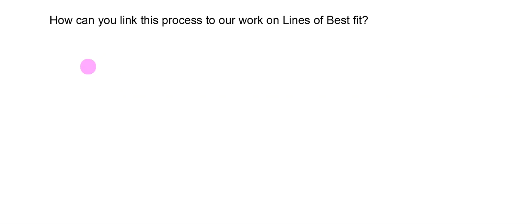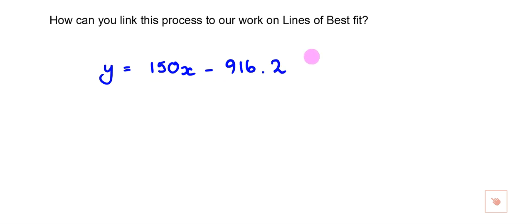So, equation of a line. Give me the equation of the line we had yesterday. What was it? One of them. Y equals 150x minus 916.2. Okay. What did that tell me?